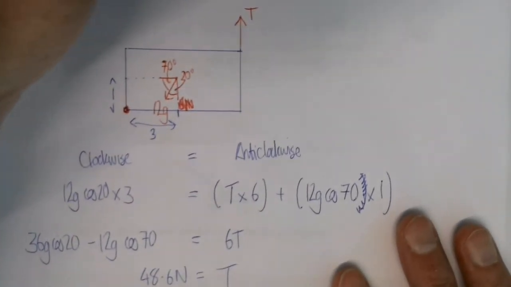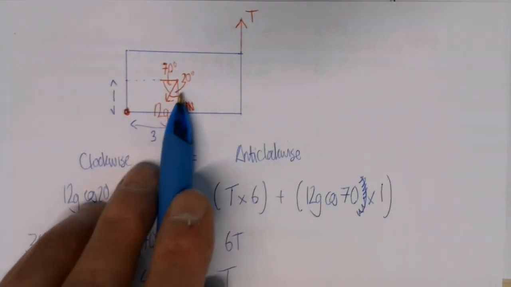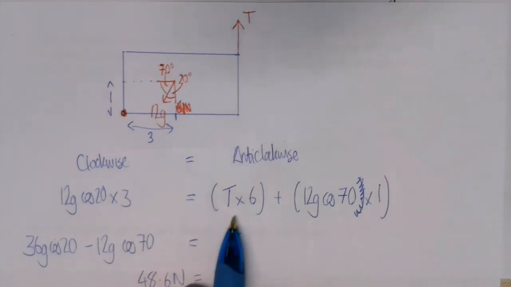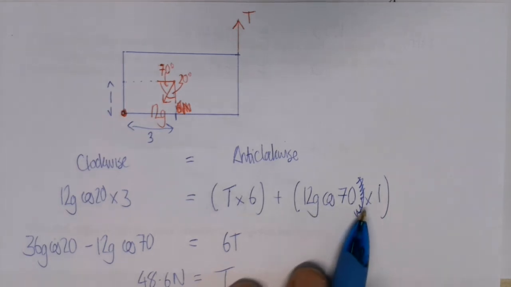So I did that. Only one clockwise moment. This, 12G cos 30 times 3. And the two anti-clockwise moments, T times 6 and 12G cos 70. And look, I put the bracket.